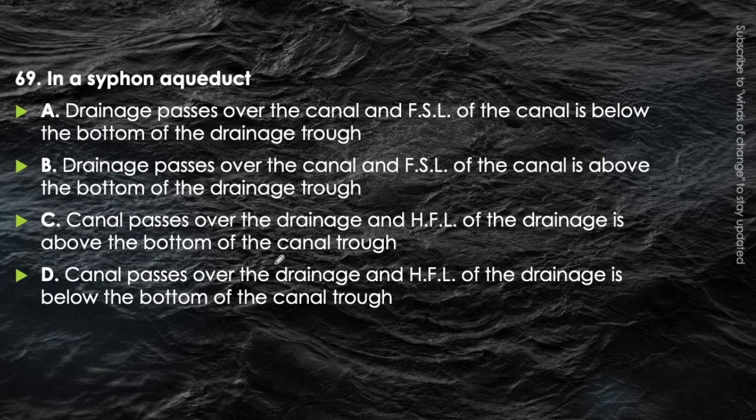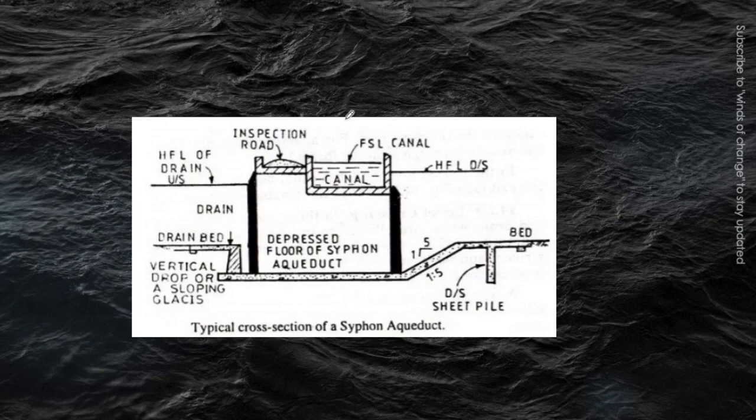While in the case in which the HFL of the drainage is above the bottom of the canal trough, in that case it is called a siphon aqueduct. So it will be siphon aqueduct, that is option C will be the correct answer. You can see here, this is the canal over the drainage, and in this drain you can see HFL of the drain is above the canal bed level.